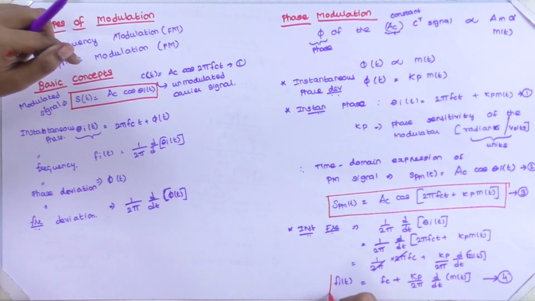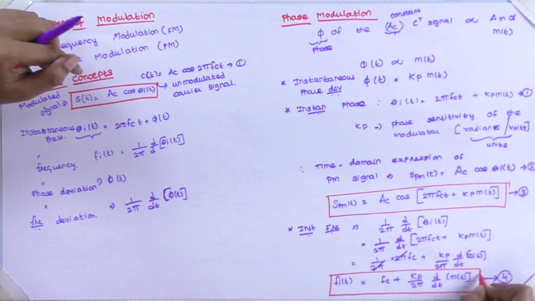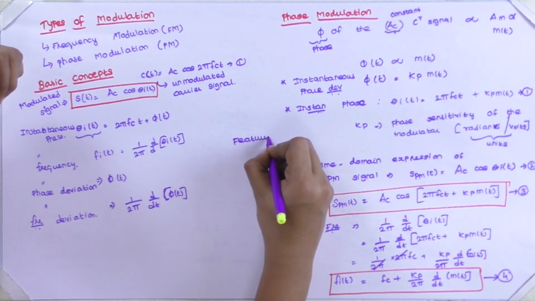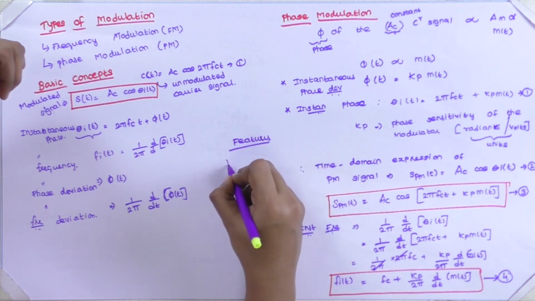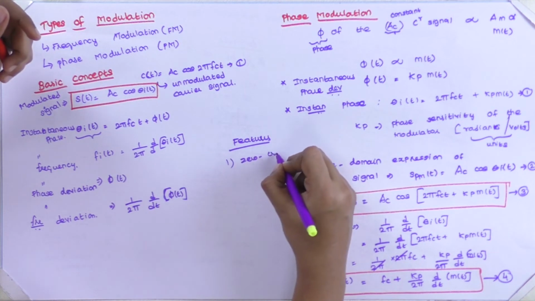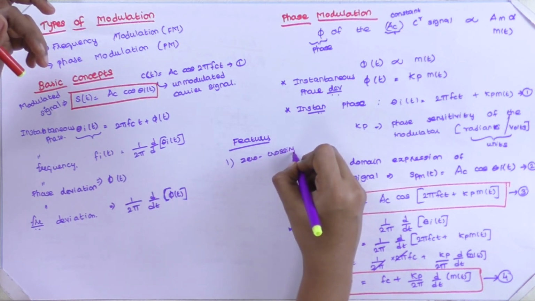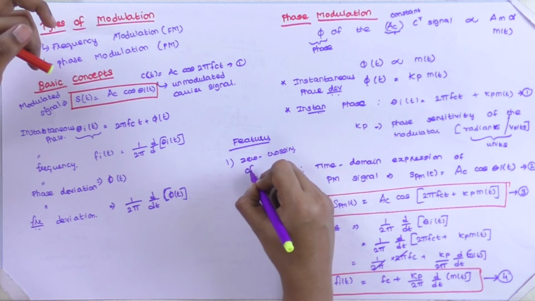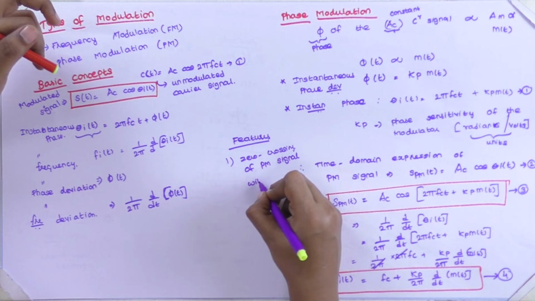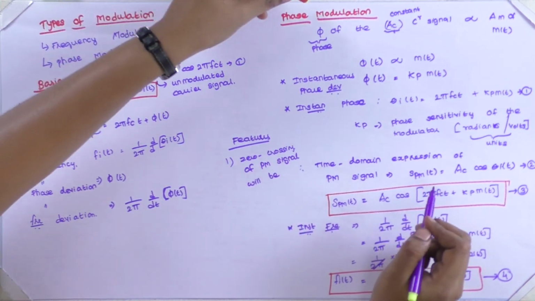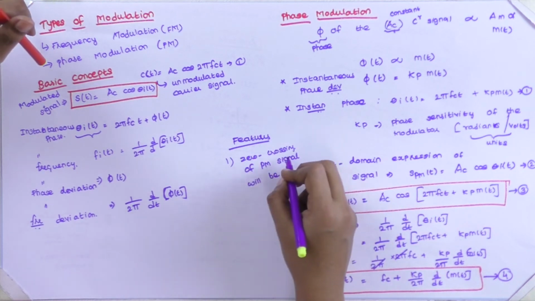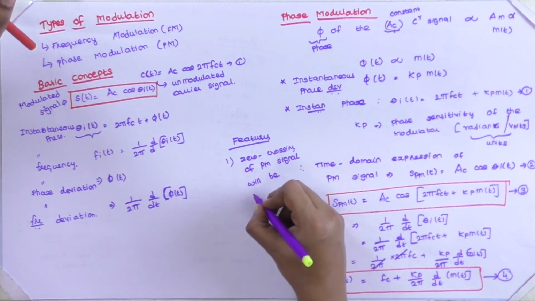What are the features of phase modulation? Feature 1: zero crossing of the PM wave is not regular. Irregularity will be there. The signal will be irregular, because we are changing only the phase of the carrier signal in accordance with the amplitude of the message signal. Therefore, the zero crossings will not be regular.